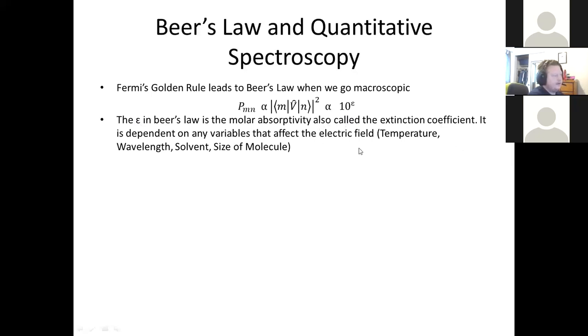In your lab handout, they call it both back and forth constantly. So if you're like, what is the extinction coefficient? They call this the molar absorptivity before. They're the same thing, just different names for the same thing. But basically, it's this variable that depends on anything that has to do with the electric field of the energy levels you're talking about. So the temperature, the specific wavelength being used to do this excitation, the solvent molecules around it change the electric field potential, the size of the molecule itself, all of these things go into that.